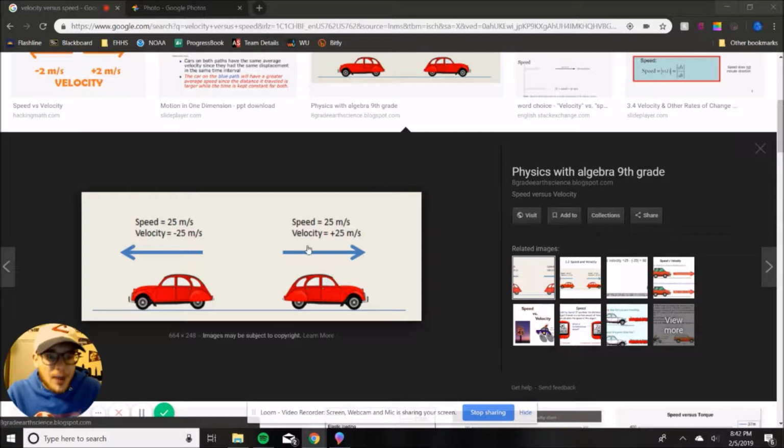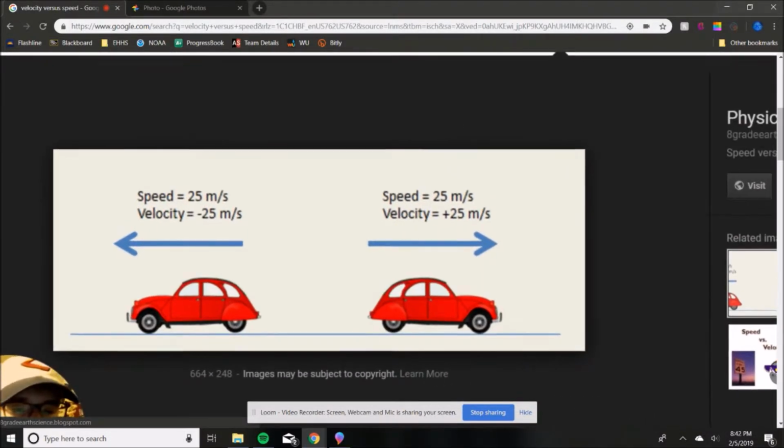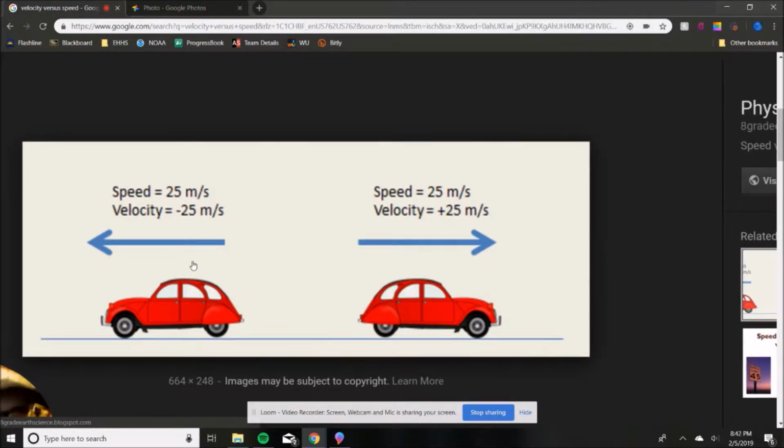So in this example, we've got two cars, and one's going to the right at 25 meters per second. Its velocity is positive 25 meters per second because it's going in this direction. If we want to indicate it going in a different direction, we use a negative sign. But they both have the same speed. It's 25 meters per second, but one's going to the left, one's going to the right.